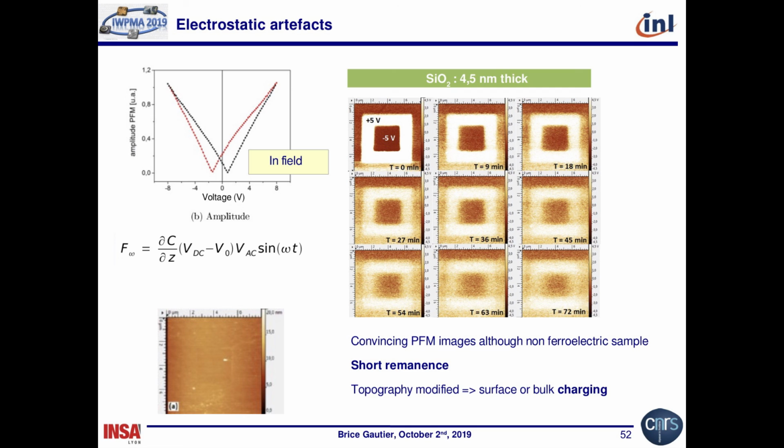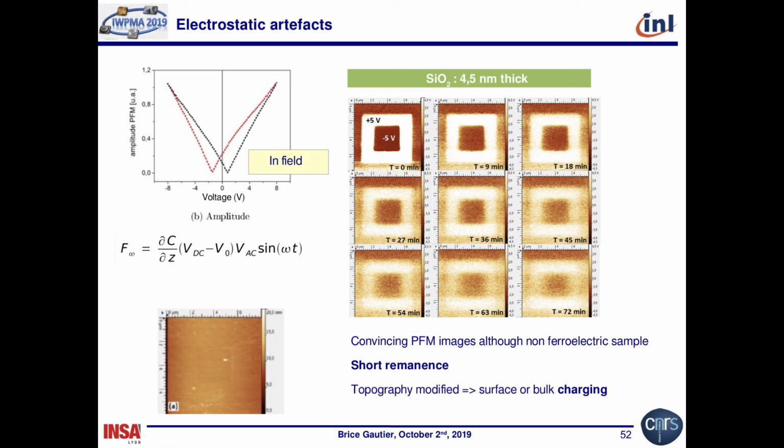Okay, silicon oxide is ferroelectric. Wait 9 minutes, it's not so bad. 18 minutes, 72 minutes, the signal is disappearing with time. And if you're doing a hysteresis loop, this is what happens. We already talked about that.